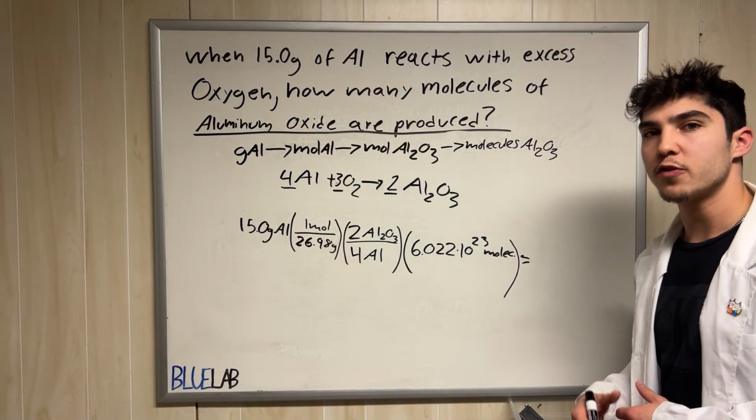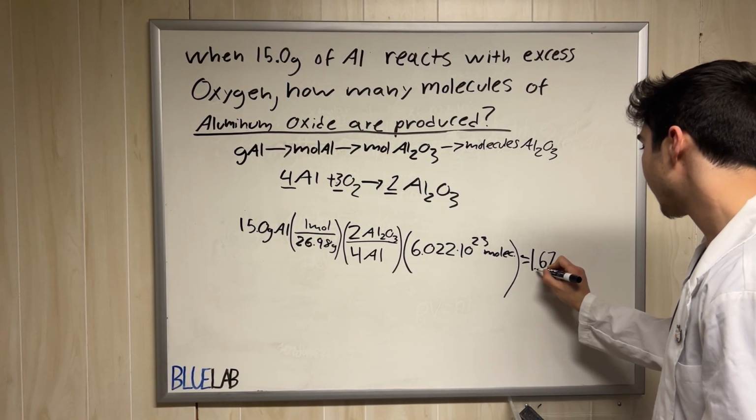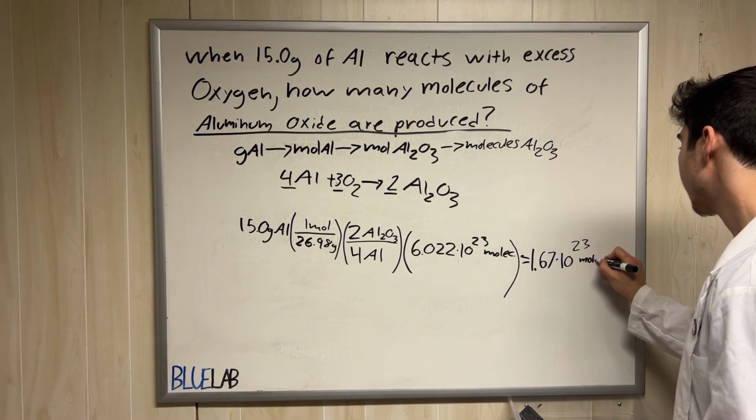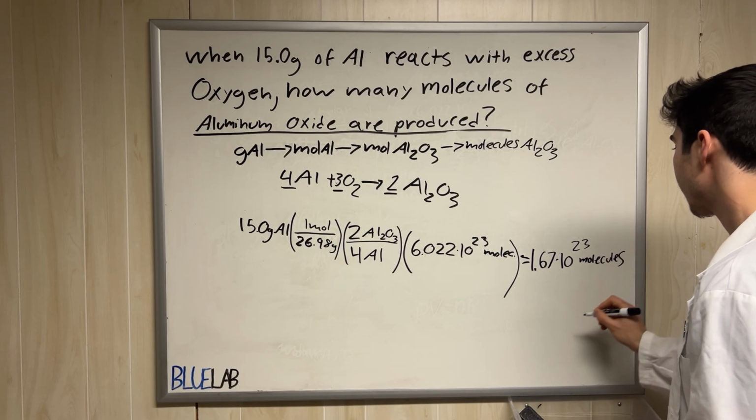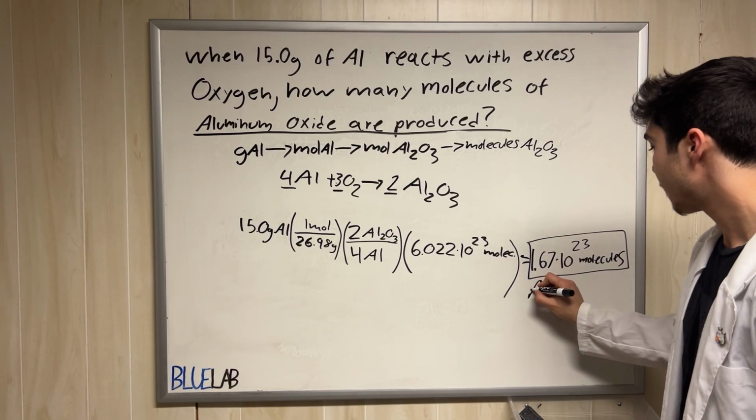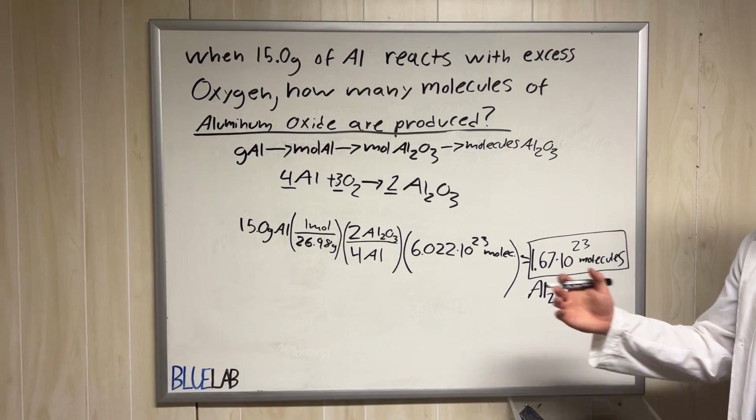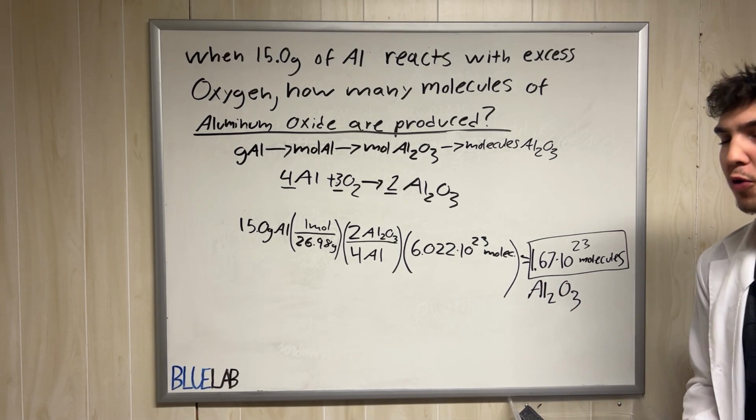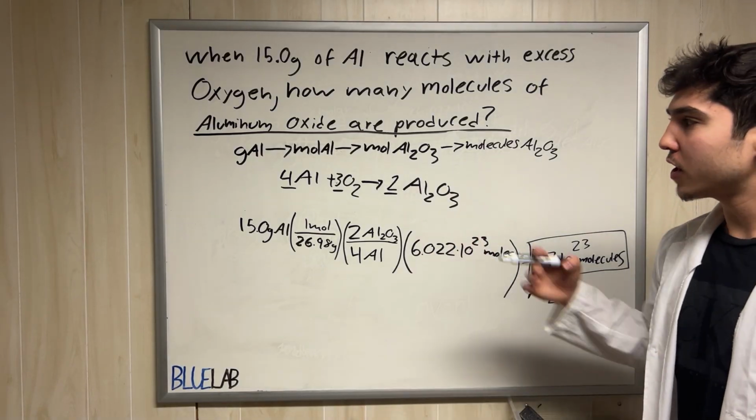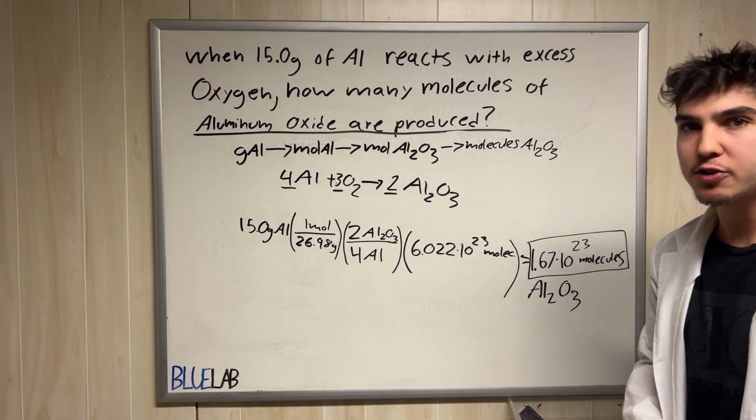So now when we go ahead and solve this problem on our calculators, we're going to find that we get 1.67 times 10 to the 23rd molecules. And that's going to be molecules of our aluminum oxide. This just goes to show how simple it really is when you follow the mole map. All you have to do is take what you started with, look at the mole map, plug in what you need to find, and you have one beautiful equation which does that. You can also do this in steps, whatever works easiest for you.